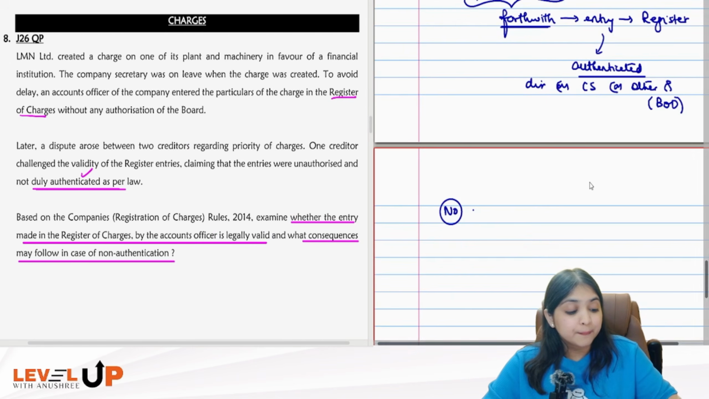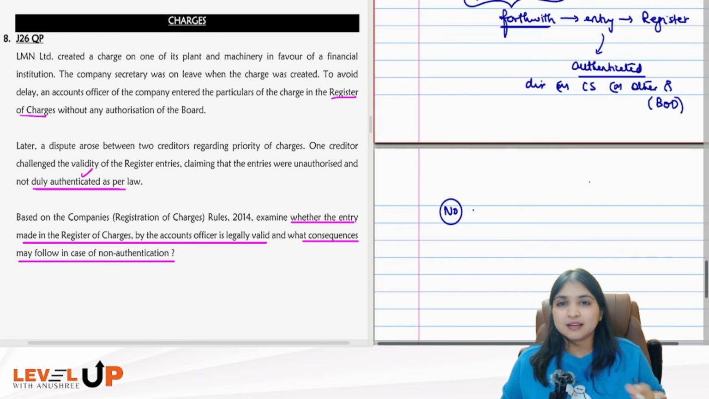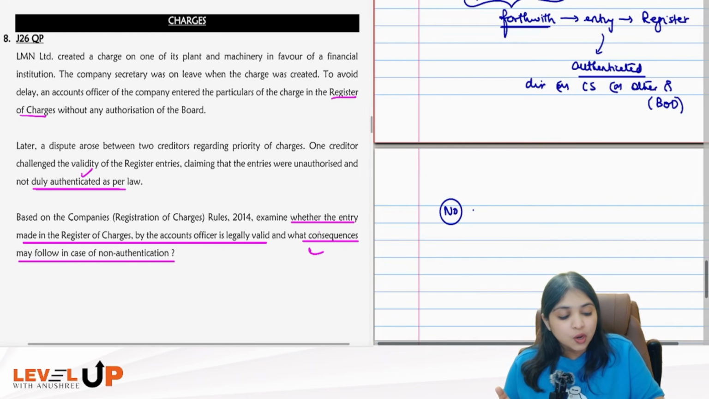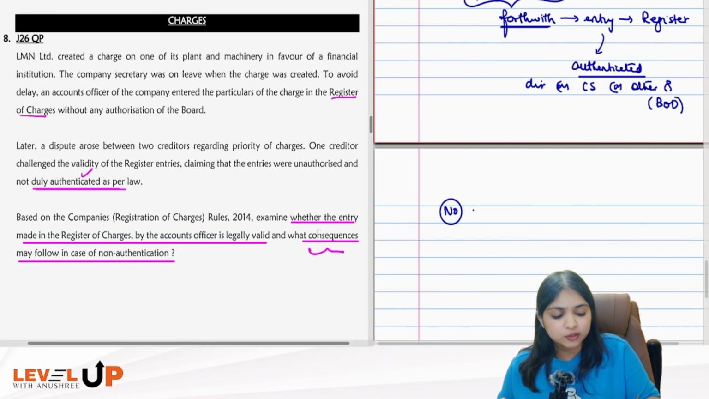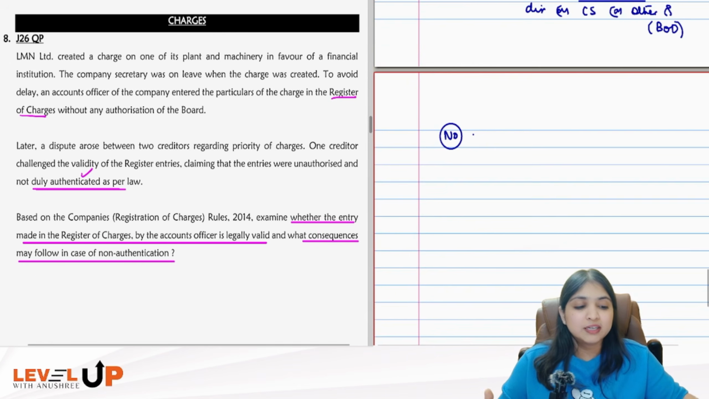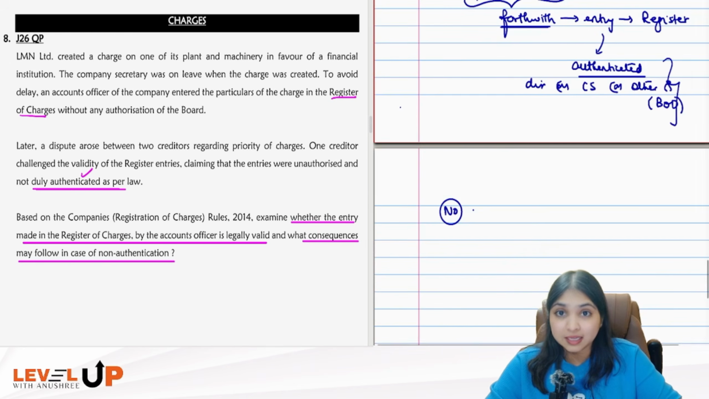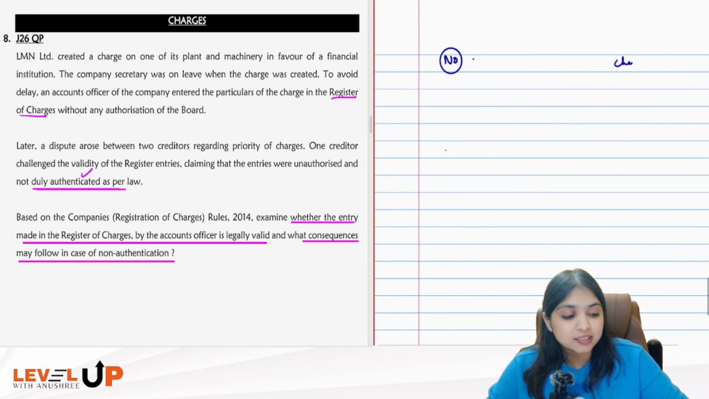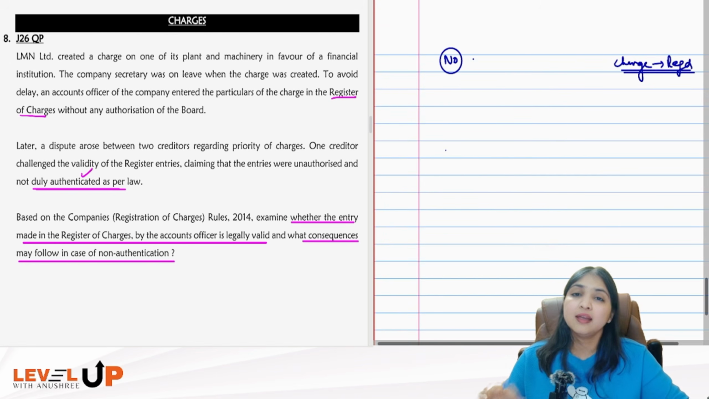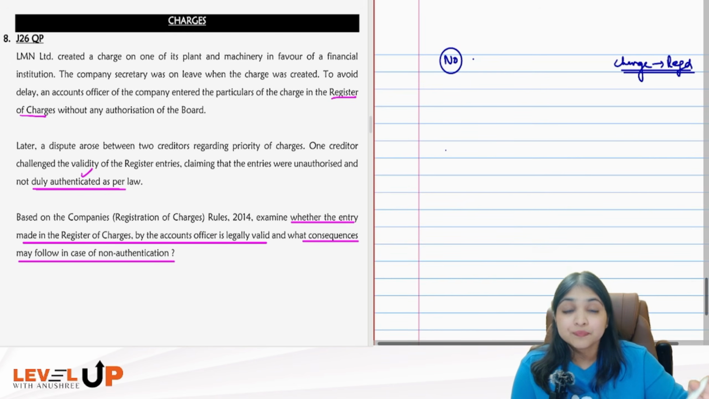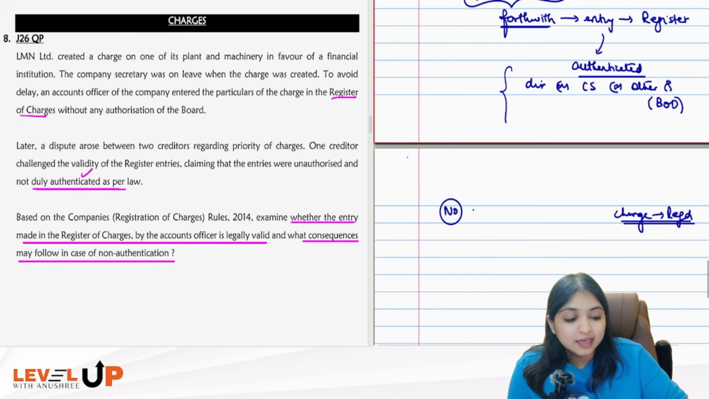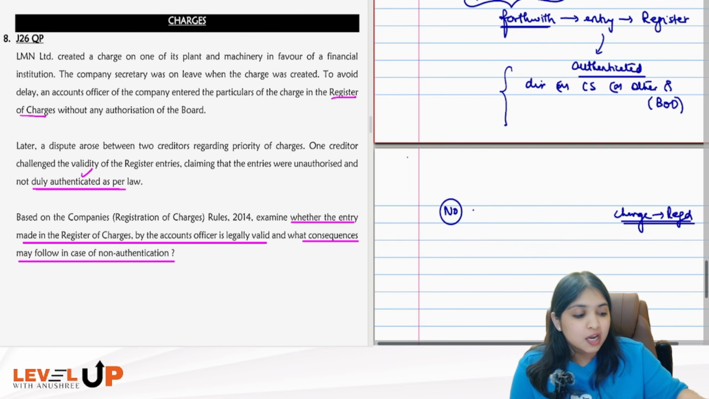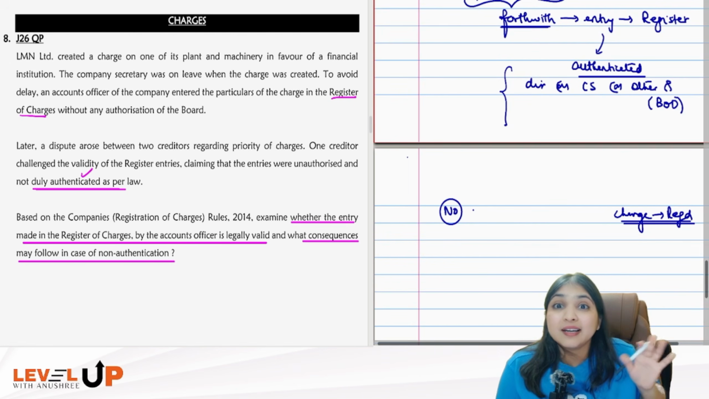Why is it not valid? Because it is not authenticated properly. Because of that reason, the entry is not valid. Then they're asking what consequences will follow in case of non-authentication. Just because we did not do the authentication properly in the register, because of that reason alone, the charge will not become invalid. I'll help you understand. If we have registered the charge as per section 77, then the charge is valid. Just because we did not authenticate the entry properly, the charge will not become invalid. The creditor will not get impacted.